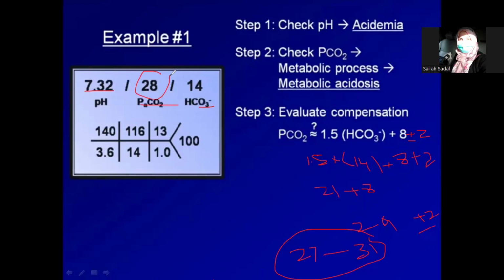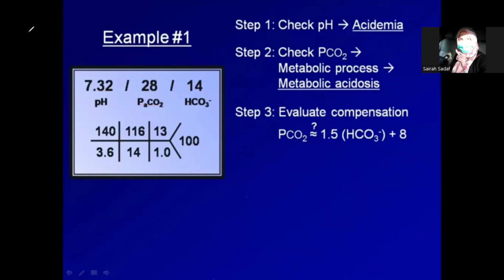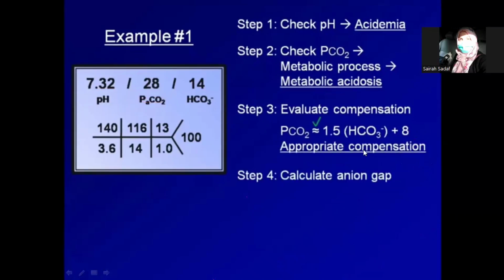Yes, Aruj, Adnan, compensated. Noman, compensated. Yes, this is compensated. You all are right, because it's lying in the range. Let me clear it and let's see the results. So it's appropriately compensated. Now you have to calculate the anion gap. Whenever there is metabolic acidosis, you always have to calculate the anion gap. Now kindly calculate the anion gap.